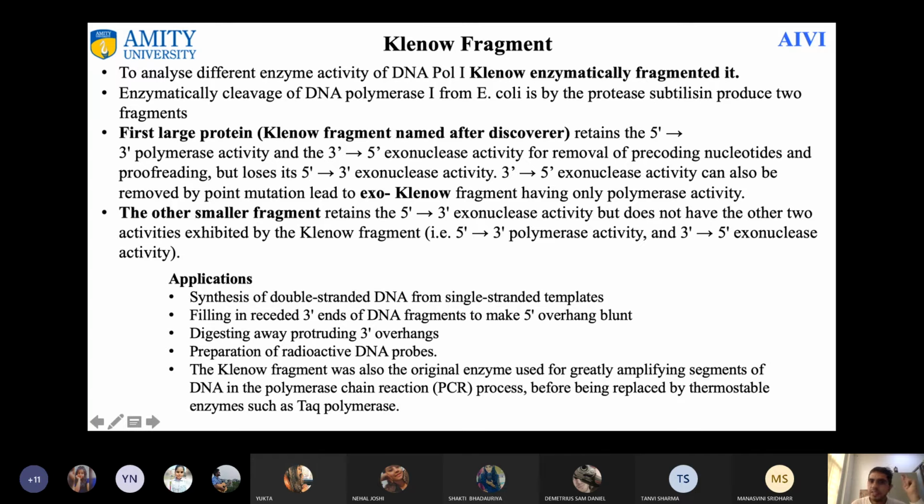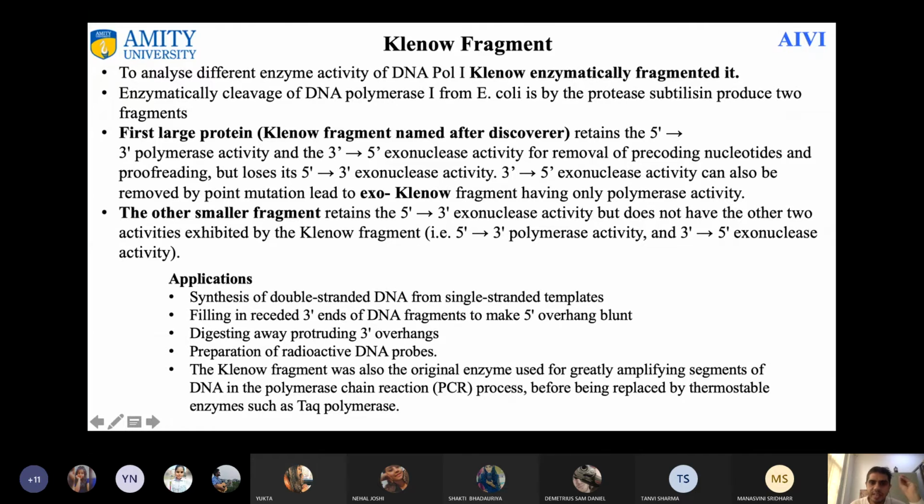Synthesis of double-stranded DNA from a single-stranded template. If you have a single-stranded template and you want to make it double-stranded, we will mix the Klenow fragment, we will mix the dNTPs, we will mix the primer, and you are going to get the double-stranded DNA.